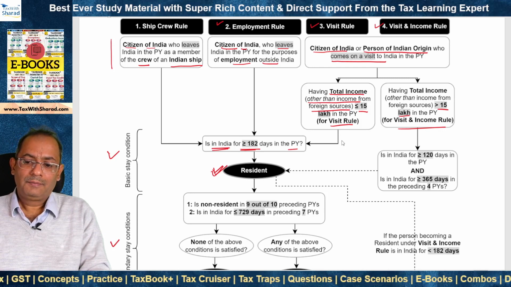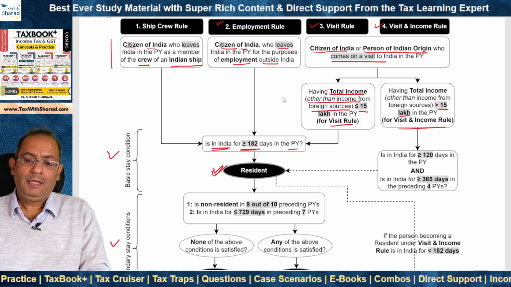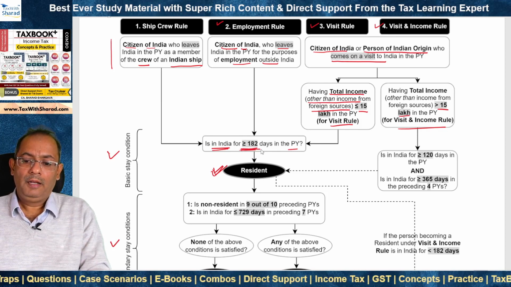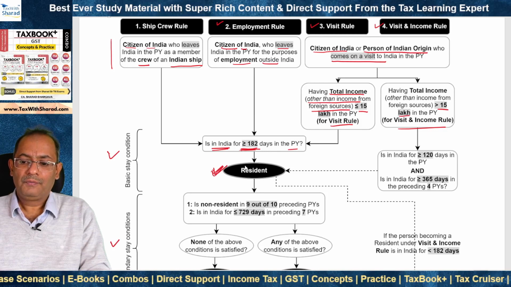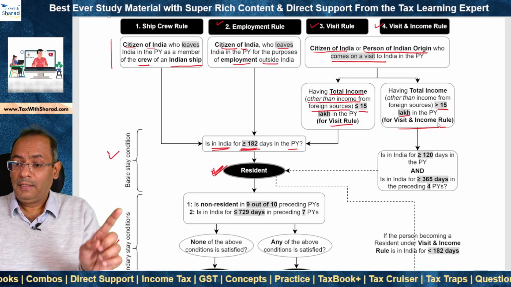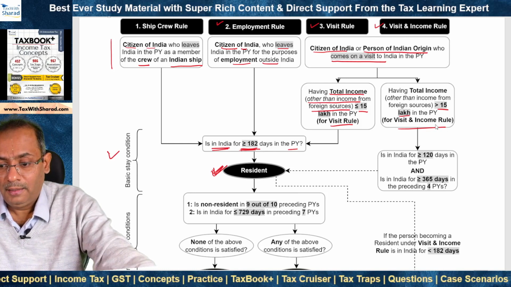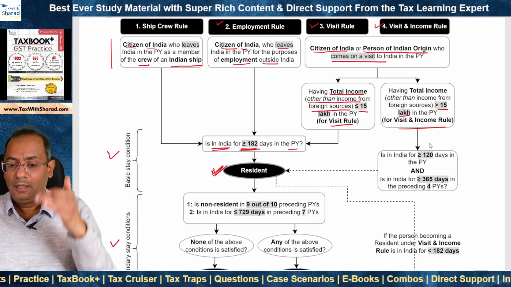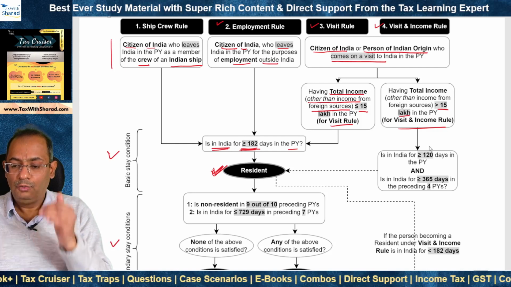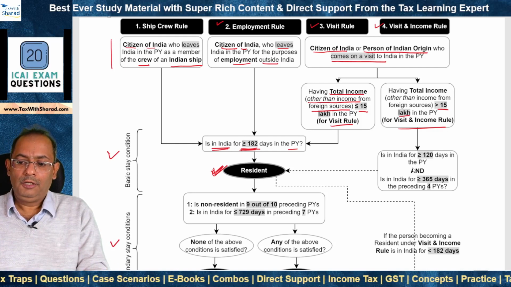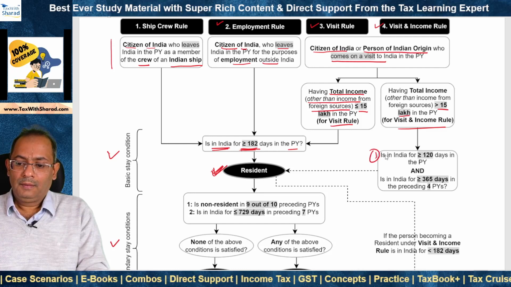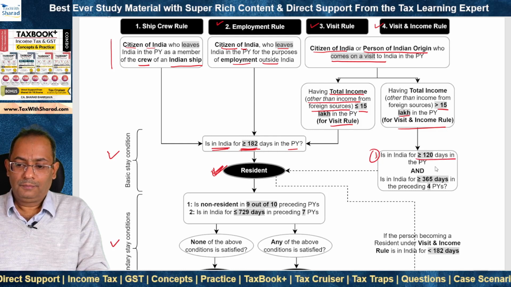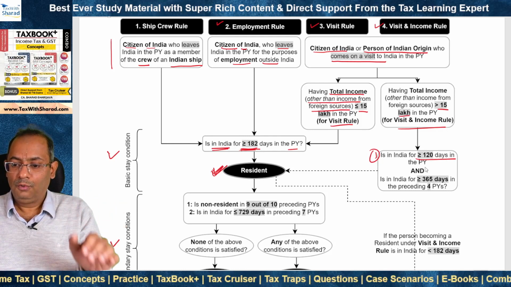Where visit rule applies, then the basic stay condition is the same as that for special rule number 1 and 2. That means if such person is in India for 182 days or more in the previous year, he becomes a resident. For visit and income rule, that means where the total income other than income from foreign sources is on the higher side, greater than 15 lakh, then a lower threshold has been prescribed, lower than 182 days. And two conditions need to be satisfied. The first is that the person is in India for 120 days or more, a lower threshold, right? 120 days or more in the previous year.